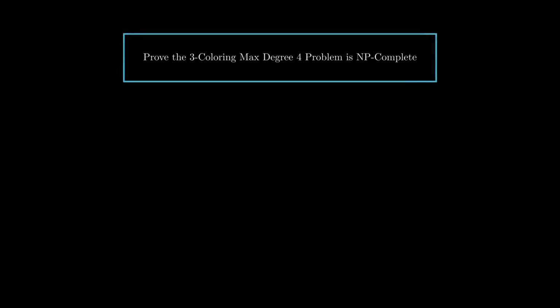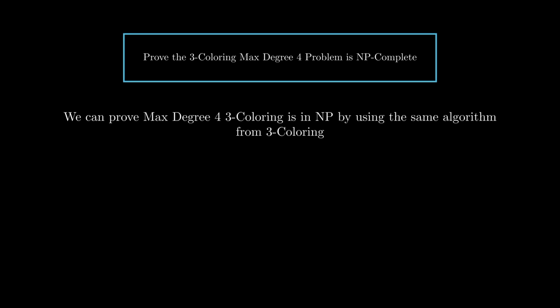Next, we will prove that the max degree 4 three-coloring problem is NP-complete. Similarly to the last two problems, since our input for max degree 4 three-coloring is just a specific type of graph, we can use the same algorithm that we used to show three-coloring is an NP to show that max degree 4 is also an NP.